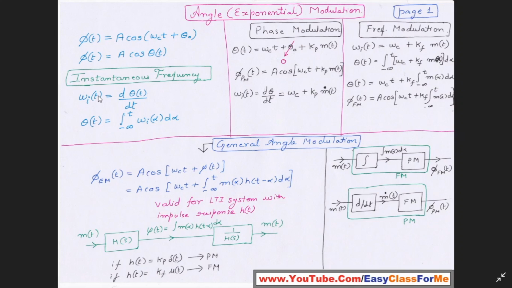This also suggests that this phi t signal at various different times will have different frequencies, and we will see that's what we mean by frequency modulation or phase modulation or angle modulation in general. That is why we have defined this new term instantaneous frequency for a general class of cosine signals. Now if you want to get this theta t, you simply have to integrate this omega i from minus infinity to t, and inside the integral, instead of t we are using alpha because t is also in the limit.